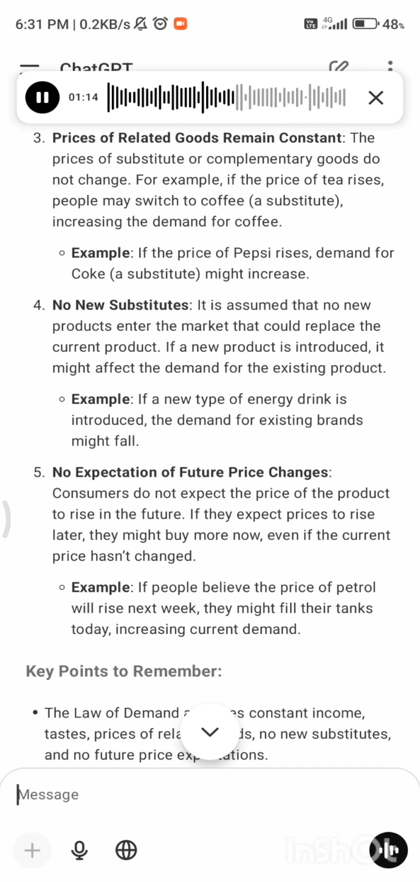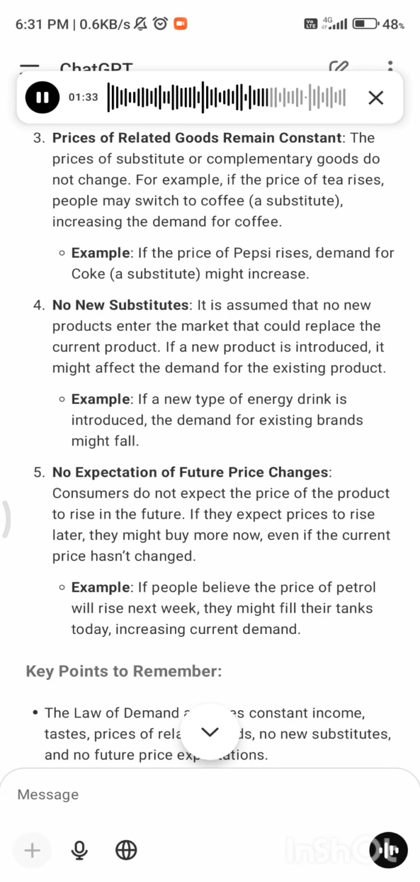4. No new substitutes. It is assumed that no new products enter the market that could replace the current product. If a new product is introduced, it might affect the demand for the existing product. Example: if a new type of energy drink is introduced, the demand for existing brands might fall.